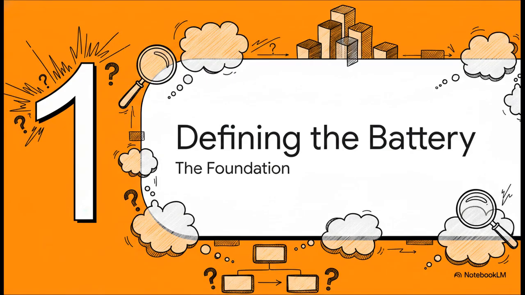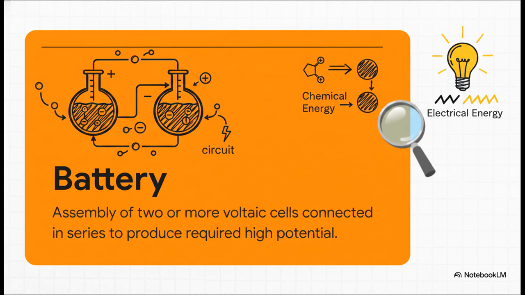Section 1. Defining the battery, the foundation. So, at its core, a battery is basically an assembly of two or more galvanic or voltaic cells connected together in series or parallel. The crucial takeaway here is that a battery isn't just some magic box of electricity. It's a very specific, deliberate setup that stores chemical energy, and then, right when you need it, converts that active material into electrical energy via a redox reaction to drive an external circuit. It is quite literally chemistry on demand.